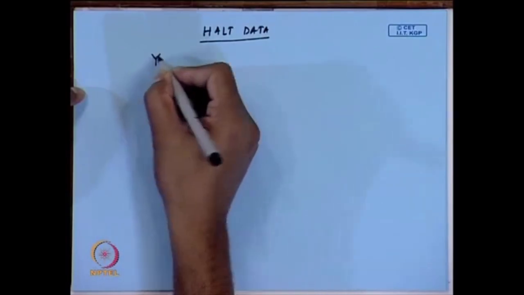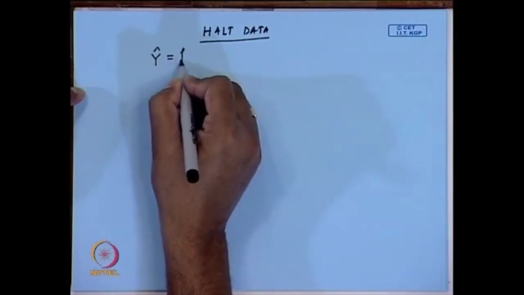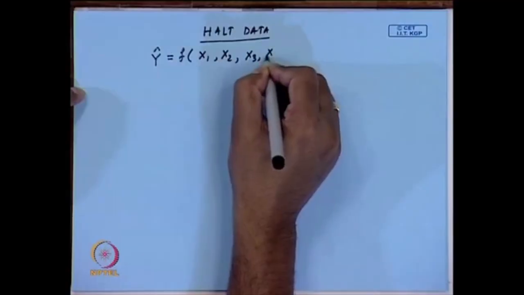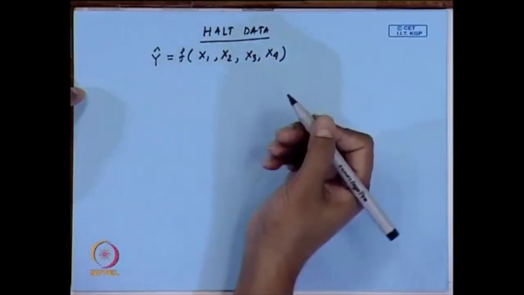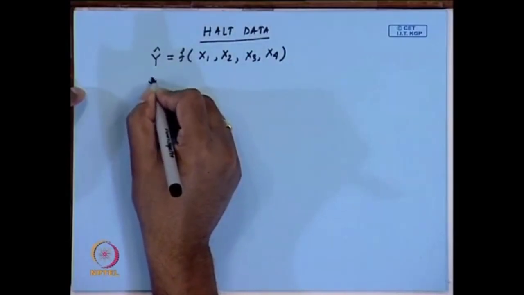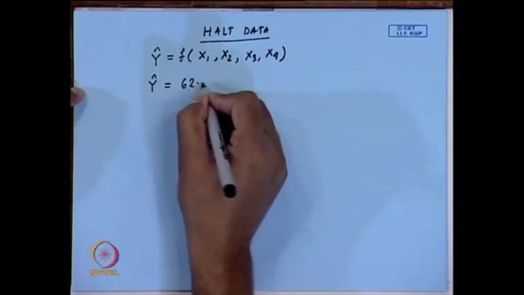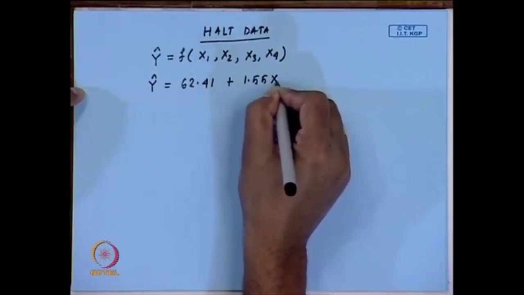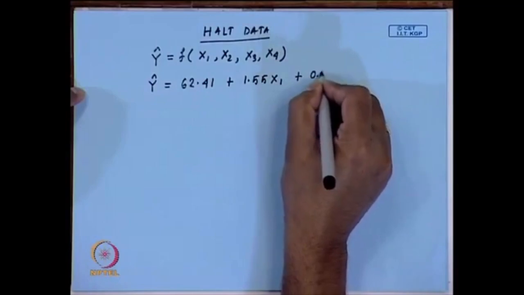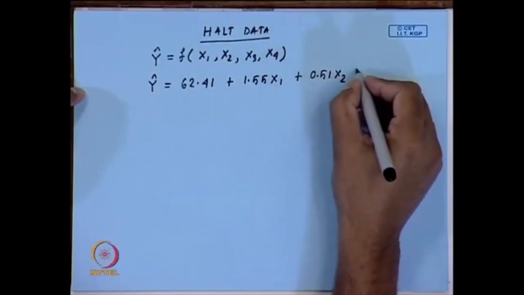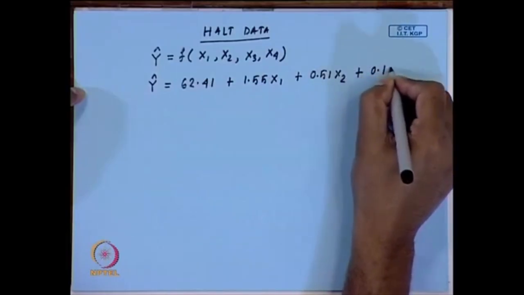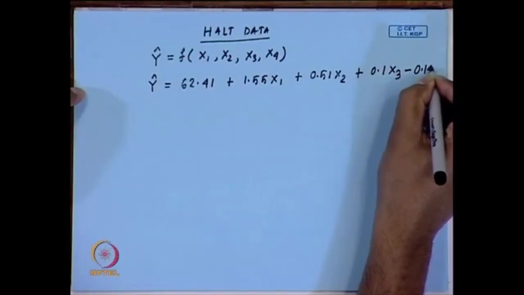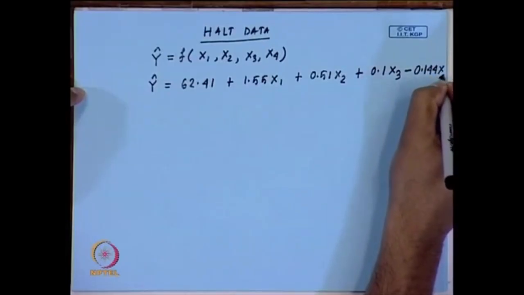So, we will first fit y as a function of all the four regressor variables x1, x2, x3, x4. That means, you fit the full multiple linear regression model, and the fitted model is y hat, which is equal to 62.41 plus 1.55 x1 plus 0.51 x2 plus 0.1 x3 minus 0.144 x4.